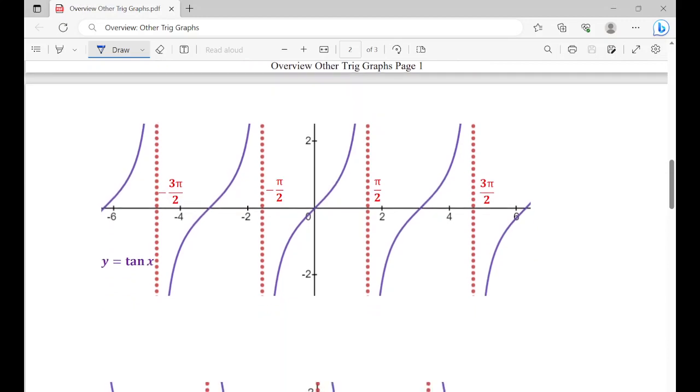Here we have the graph of y equals tangent x that has this basic shape running from bottom to top in between each of the asymptotes. And you see the asymptotes occur at regular intervals every pi along the x-axis. So we have negative 3 pi over 2, then negative pi over 2, then pi over 2, 3 pi over 2, and so on. So every pi increment after an asymptote, you'll find another asymptote.